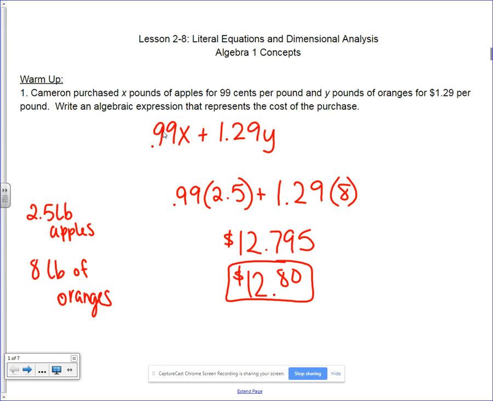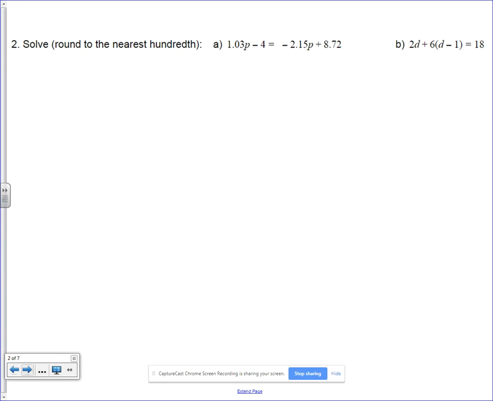Okay, second part of our warm-up today is going to get us ready for what we're going to do in the rest of our notes. I want you to solve those. What variable do you see in letter A? They're only p's, right? You see how there's p's on both sides? So what are you going to do? You're going to move them over. Which one are you going to move over?